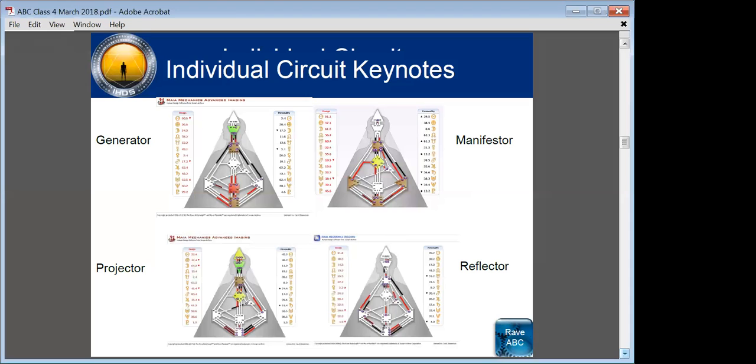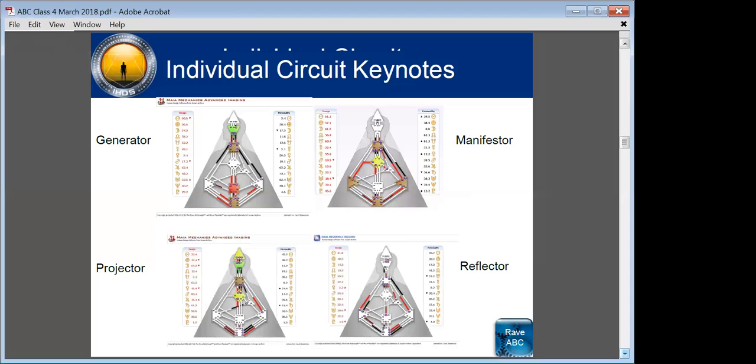I also have a projector chart right below mine. It's a projector chart that if you look for the inside track, you'll see that it's kind of hard to see. It's so tiny, but there is a channel that goes from the head to the ajna. There's a channel that goes from the throat to the G center in the inside track. Those are basically elements that are expressing the potential for empowerment.